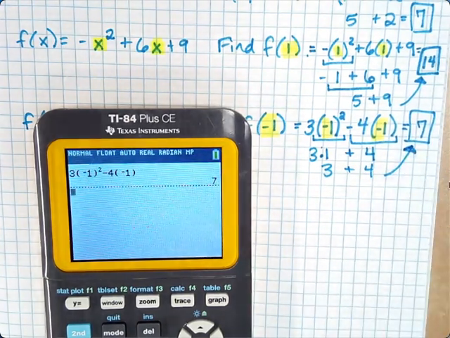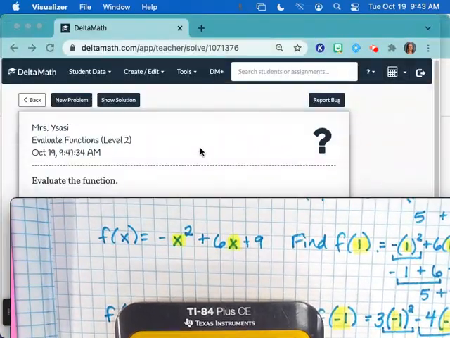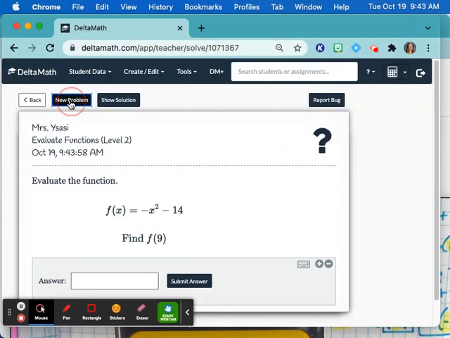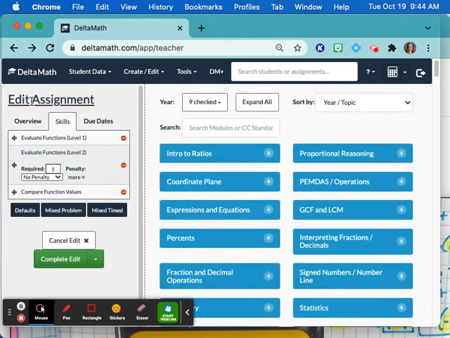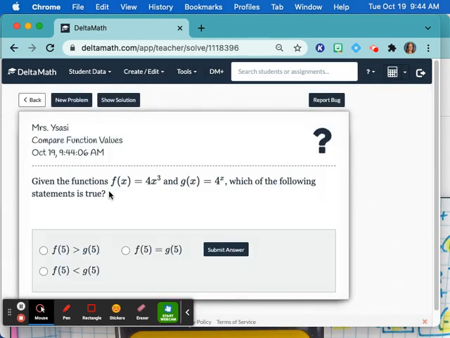Okay, let's see if there's anything else. Everything else is pretty much the same. Let's look at one more, compare functions. Okay, let's look at this one. f of x equals 4x to the third power, and g of x equals 4 to the x. Compare f of 5 and g of 5.